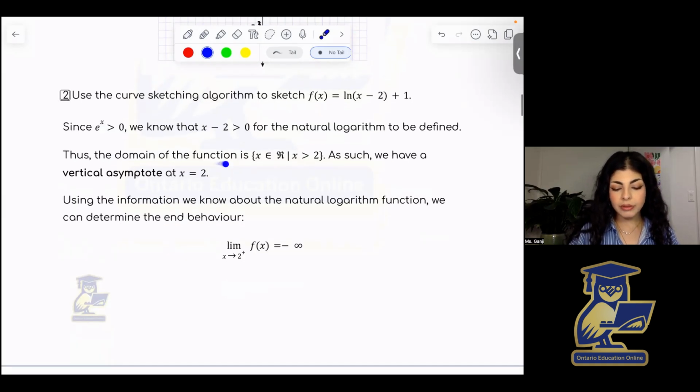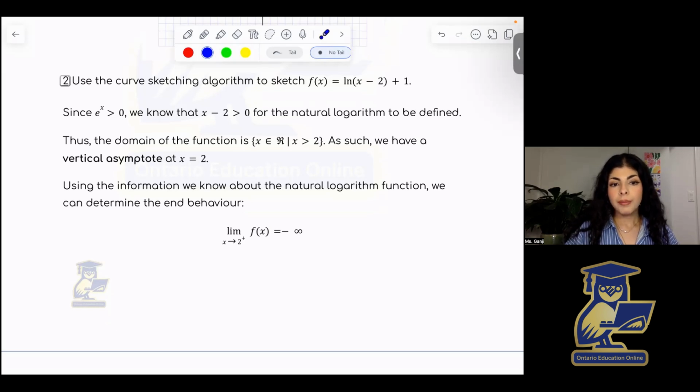So then the domain of the function is x in the real numbers, but x has to be greater than 2. And as such, we have a vertical asymptote at x equals 2. But because it has to be greater than 0, then we don't have the case where it's just x is not equal to 2. It's actually x is greater than 2 for all values to be defined. We also can't have any value less than 2.